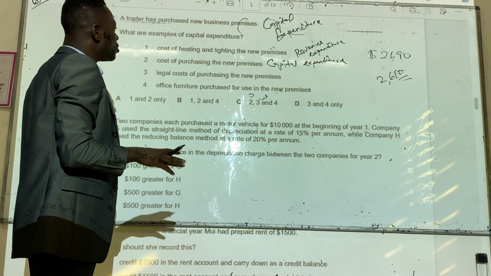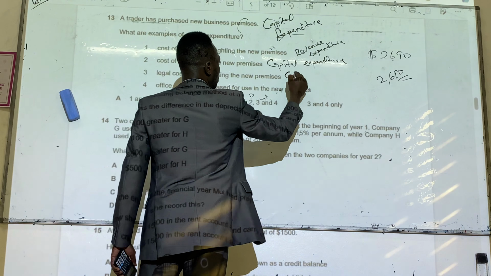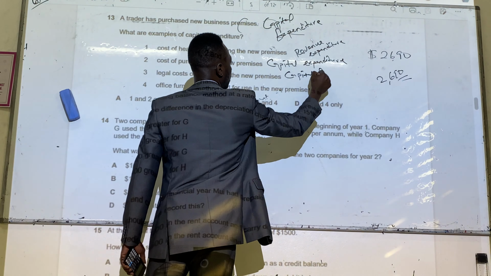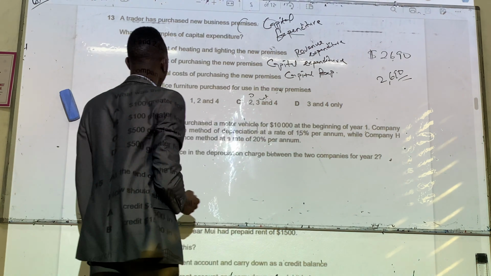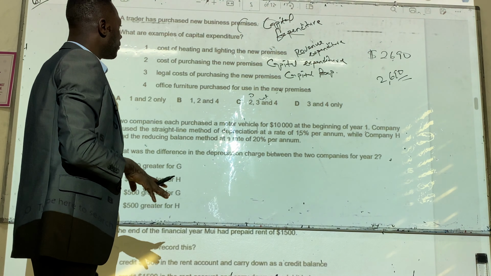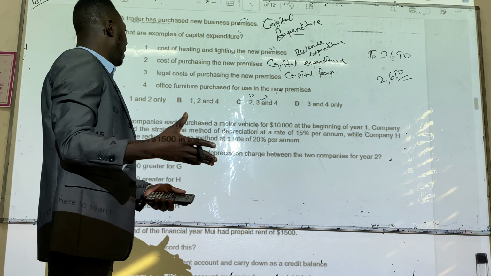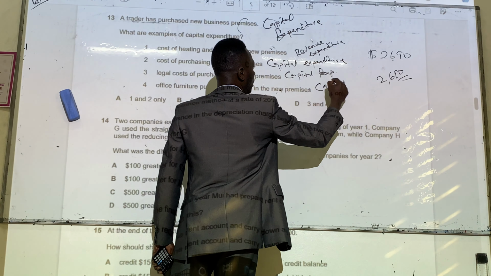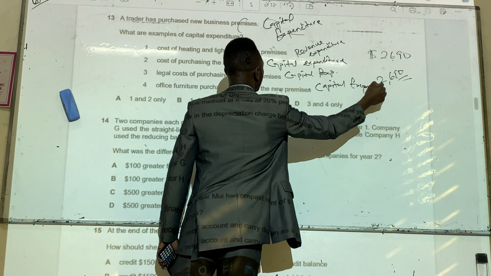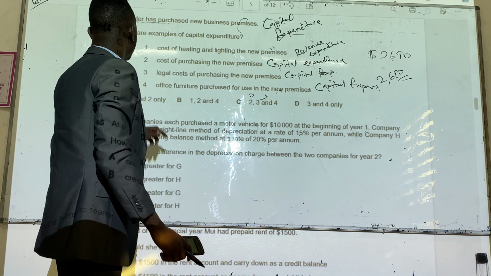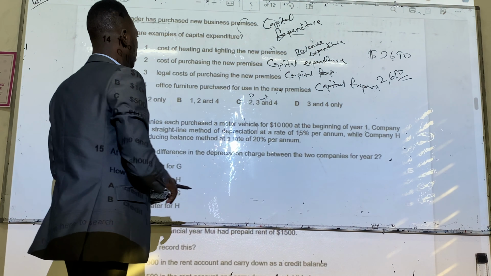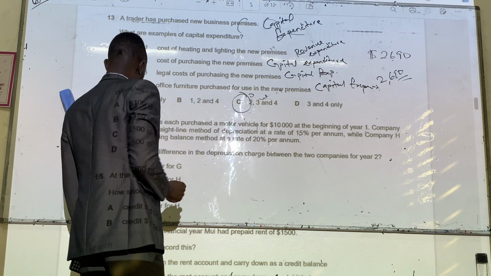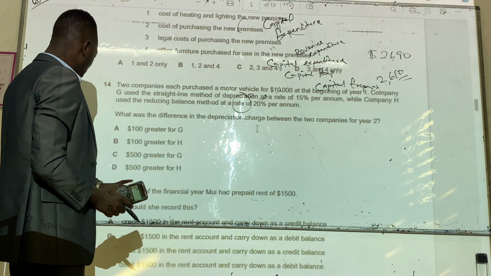Legal cost of purchasing the new premises is part of capital expenditure. Office furniture purchased for use in the new premises adds value to the non-current assets, so it's also capital expenditure. So we have our capital expenditure to be 2, 3, and 4. So the answer is C. Then the last question that we talked about, question 14.